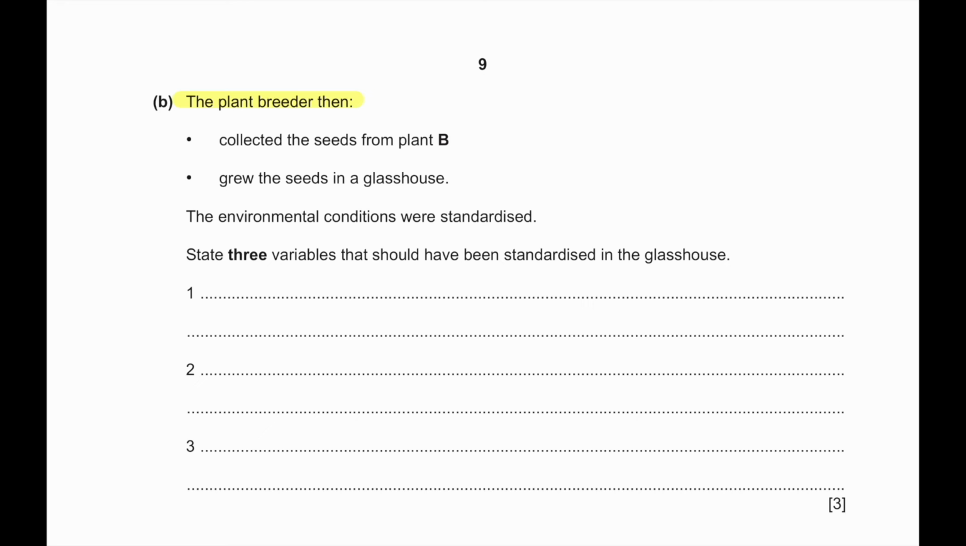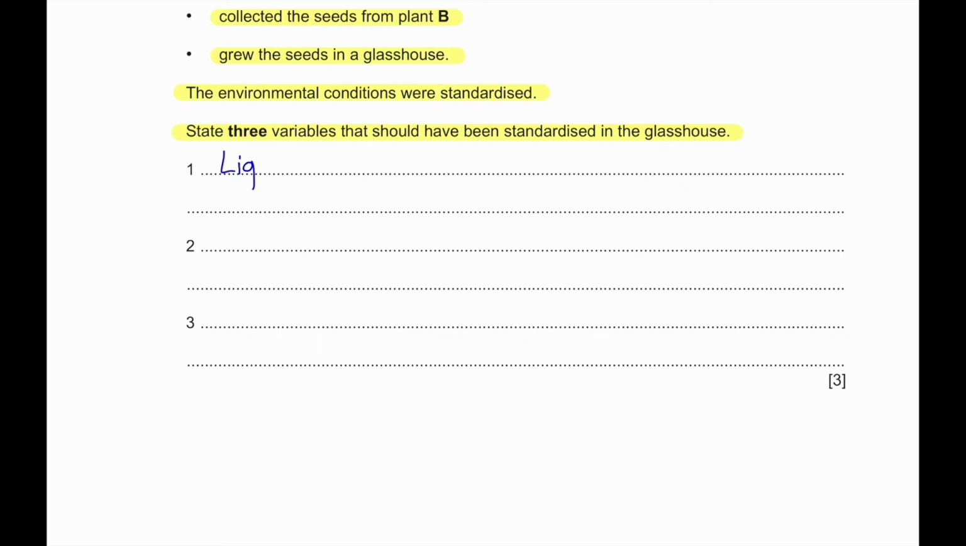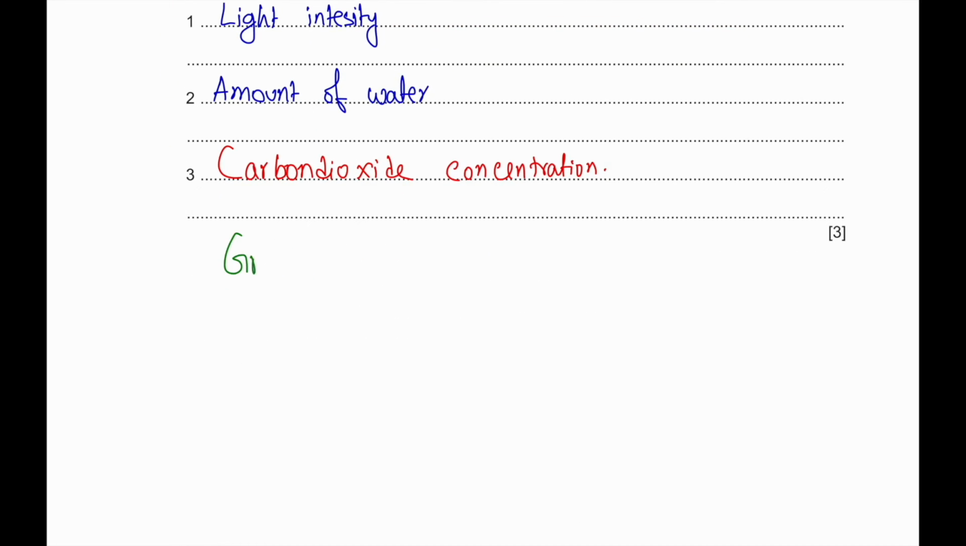The plant breeder then collected the seeds from plant B and grew the seeds in a glass house. The environmental conditions were standardized. State three variables that should have been standardized in the glass house. Alright, so basically, since we are trying to grow plants, we must definitely have the same light intensity, amount of water, carbon dioxide concentration, and other things that we can mention. These are growing medium and also plant density. All of this can affect the growth of a plant, so I'm just going to add them.